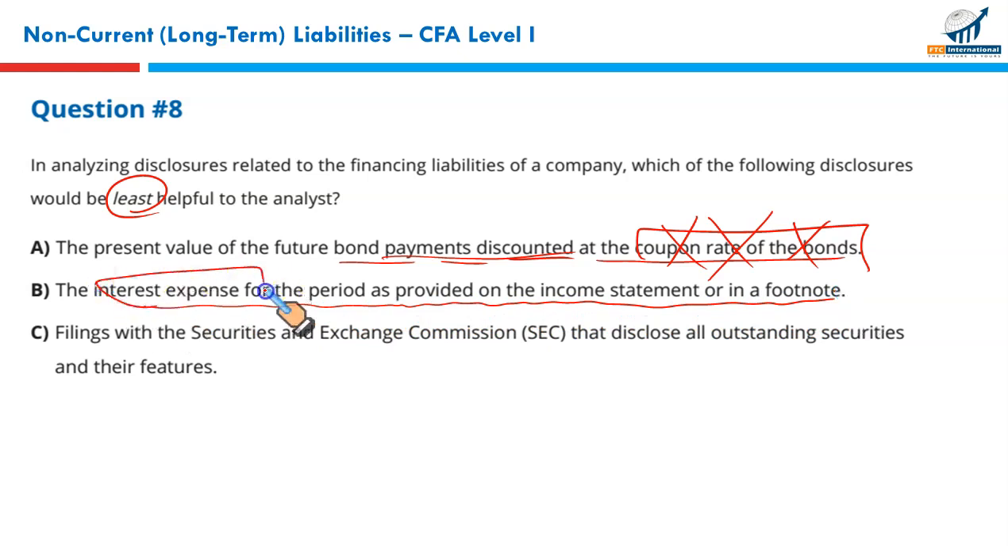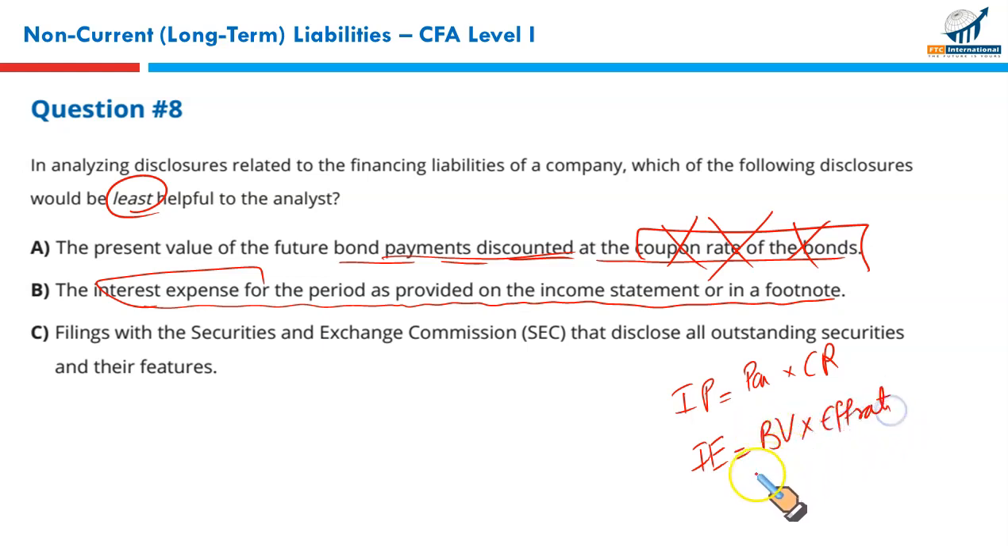Interest expense and interest paid, they are different. Interest expense is charged on the book value of the bond multiplied by the effective rate. Remember, interest expense is equal to the book value of the bond multiplied by the effective rate that is used in discounting. And interest paid, this is very critical. Most of the students make mistakes. Interest payment is equal to the par value of the bond multiplied by the coupon rate. Interest expense is equal to the book value of the bond multiplied by the effective rate that was prevalent at the date when the bonds were issued.